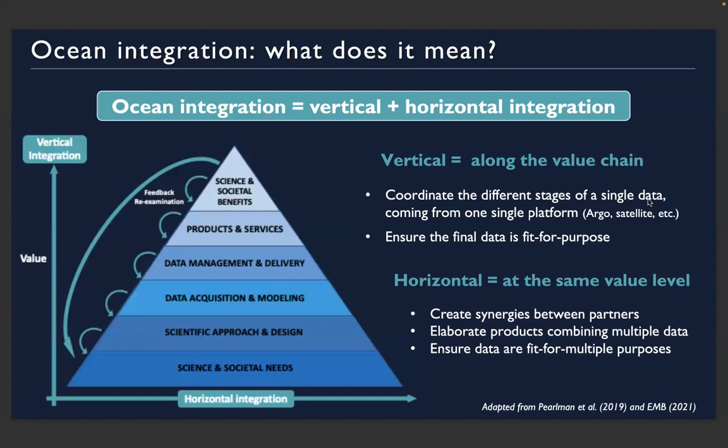But what is also very important is the horizontal integration, which occurs at the same value level. It's the process to create synergies between partners in order to elaborate products that combine multiple data from multiple disciplines and multiple platforms, and to ensure that the data is fit for multiple purposes.